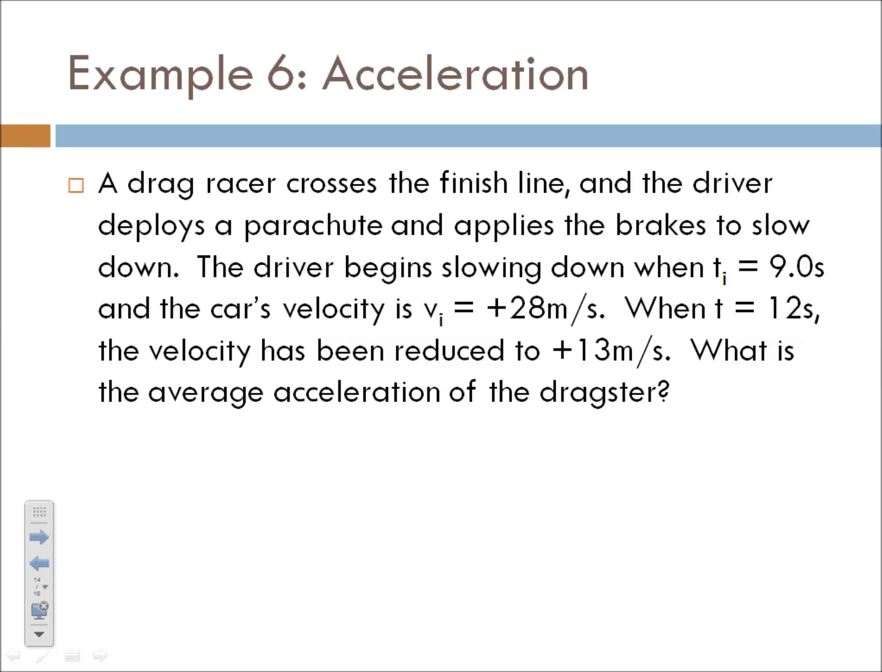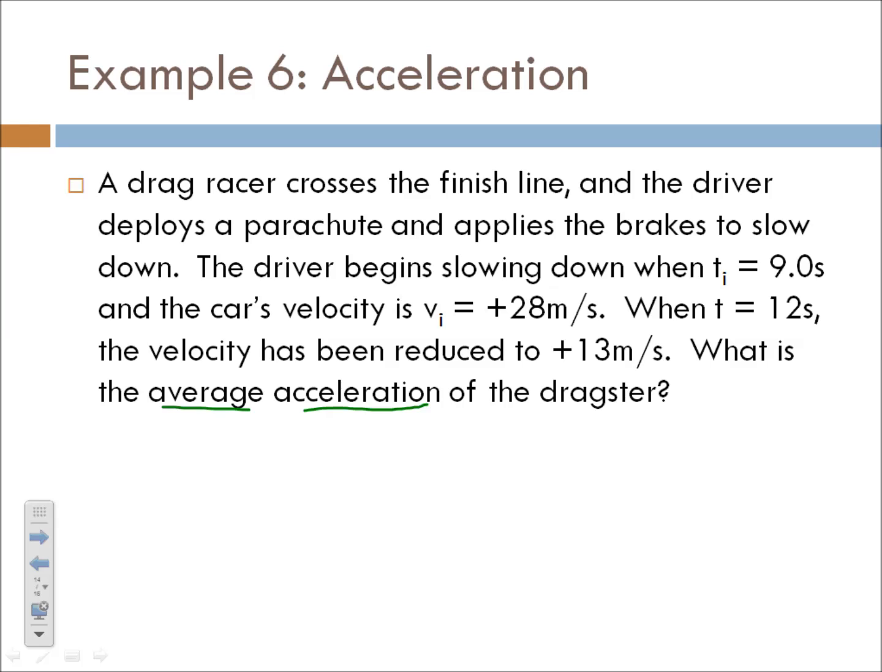In our next example, we have a drag racer, and he's crossing the finish line. What we notice here, we have velocities again, we have times again. So I see a changing velocity, I immediately know that we're going to accelerate. I also see these words down here, average acceleration. So a drag racer crosses the finish line and the driver deploys a parachute and applies the brakes to slow down. Slowing down is acceleration. I know that I'm going to change my velocity. When t initial is 9 seconds and the car's velocity is 28 meters per second. And so when the time is 12 seconds, the velocity has been reduced to positive 13 meters per second.